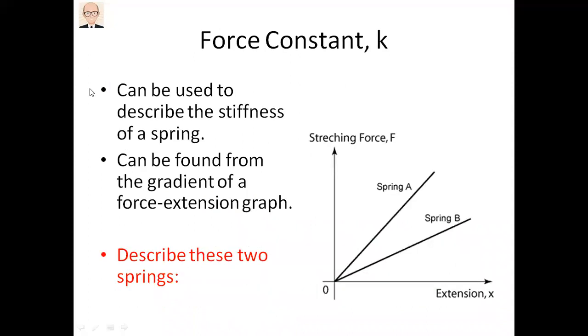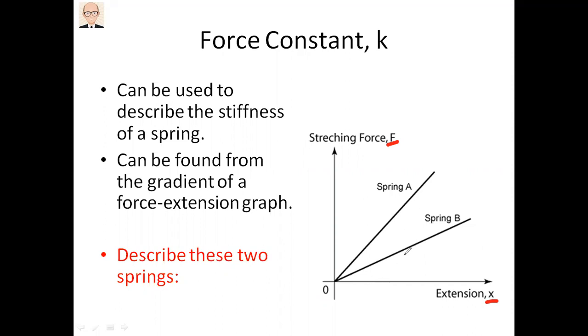Okay, the force constant or spring constant K. The spring constant K can be used to describe the stiffness of a spring, or can be found from the gradient of a force-extension graph. So when we are given any F-x graph, the gradient of the F-x graph is going to give us the spring constant.